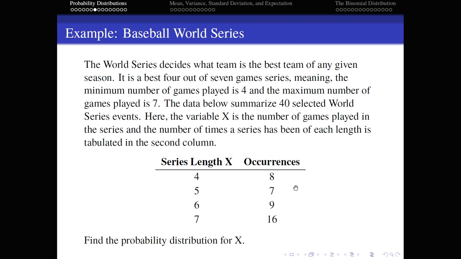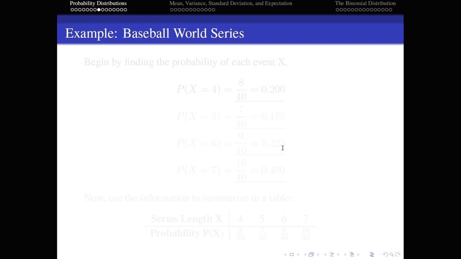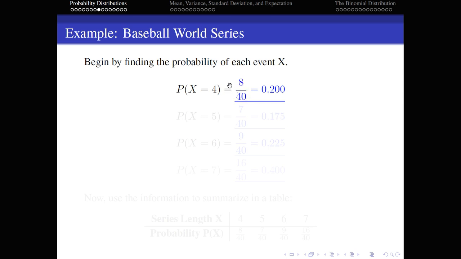Now I just have to find the probability from these occurrences. You can think of the occurrences like frequencies. This is the same as in Chapter 2 when we found relative frequency. Or we can solve this the empirical way. Remember, an empirical probability is the number of observations divided by the total number of trials. In this case, we had 40 trial series. 8 of them were observed to have a series length of 4. 8 divided by 40 gives us 0.2.